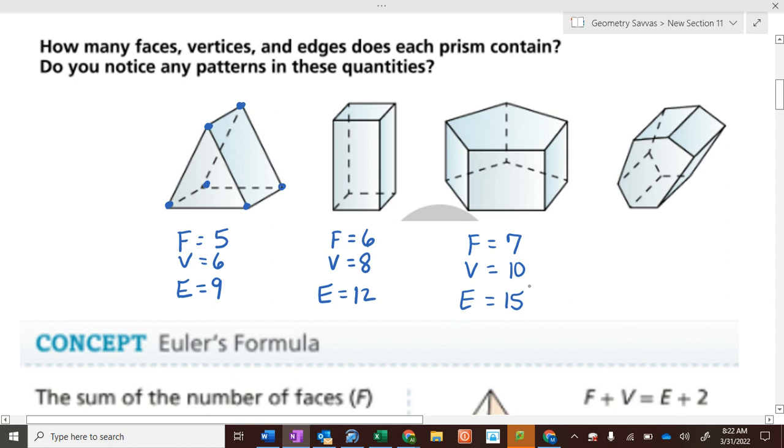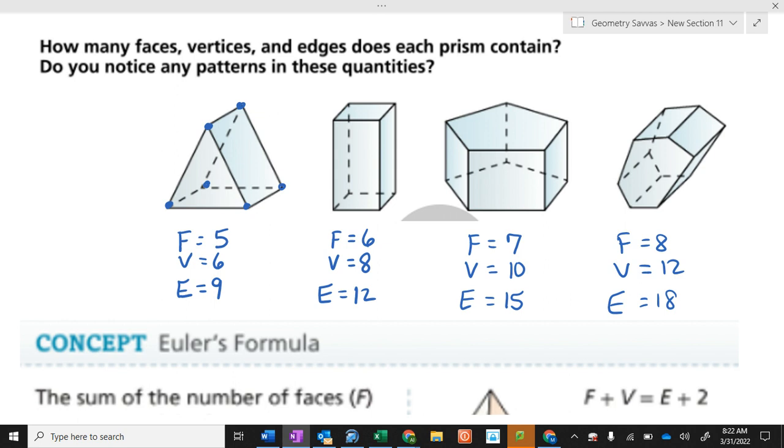5, 6, 7, 6, 8, 10, 9, 12, 15. So, this has 1, 2, 3, 4, 5, 6 sides on it. So how many faces does this hexagonal prism have? 8. Vertices? 12. Edges? 18. All right. So for every 1 extra face, you have 2 extra vertices and 3 extra edges.